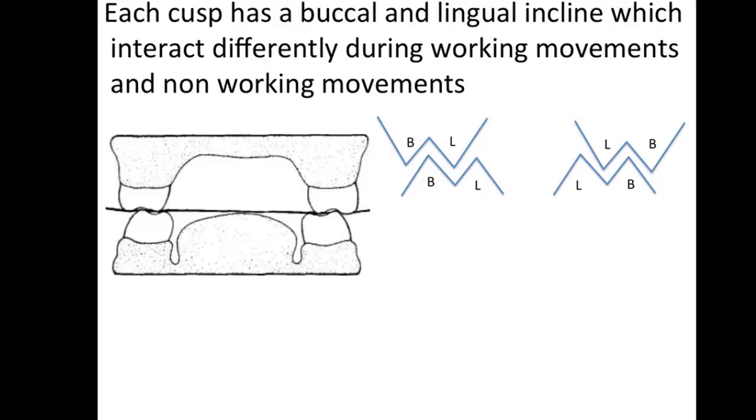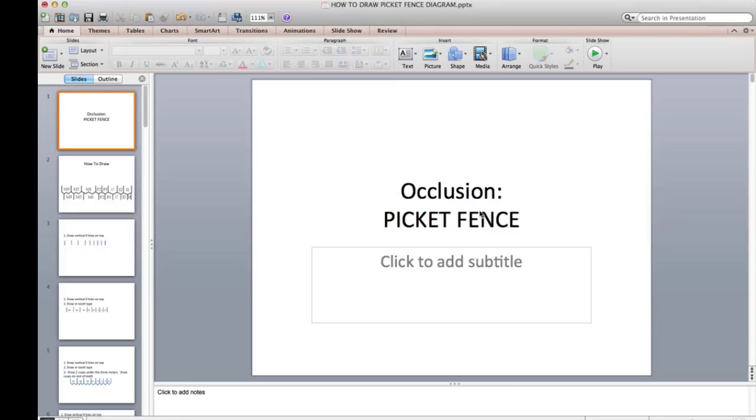Now I haven't talked at all in this lecture about working or non-working movements. I'm going to have another lecture for that probably. But these diagrams make it easier to visualize, if the jaw is moving in a working movement or in a non-working movement, which cusps are going to be interacting and which inclines are going to be interacting. So that's it for the picket fence.